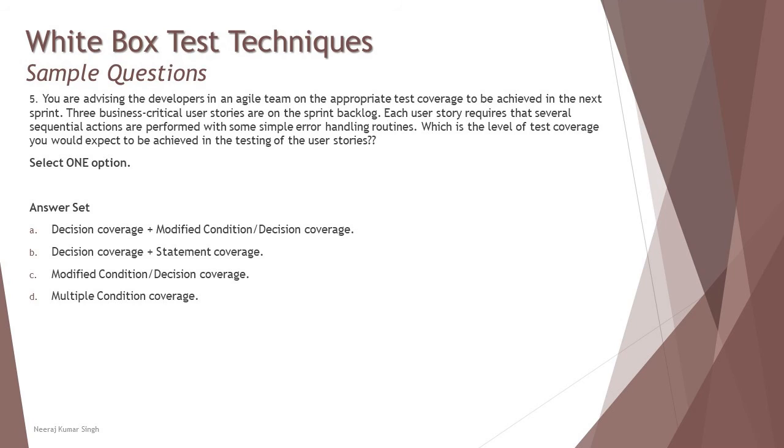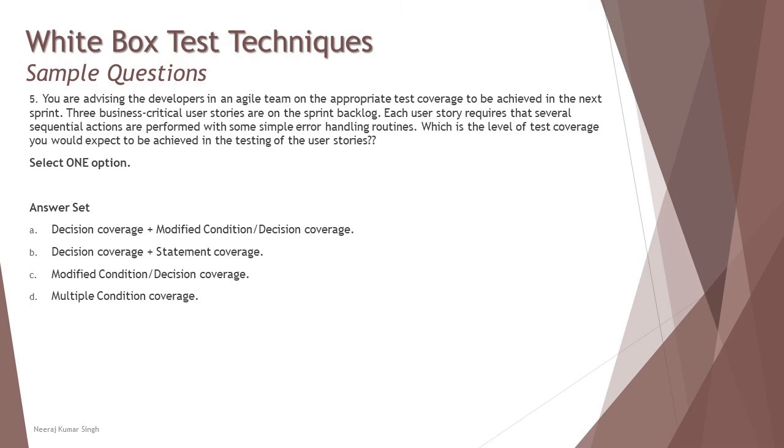B says decision coverage plus statement coverage, and again statement coverage with decision coverage is appropriate for the sequential action, but might not be useful. How will that actually be useful, because this is the same as decision coverage, or we remember from the foundation that decision coverage is stronger than statement coverage. So if you have to do it, then what's the point of having both in combination? And again, that would not be required.